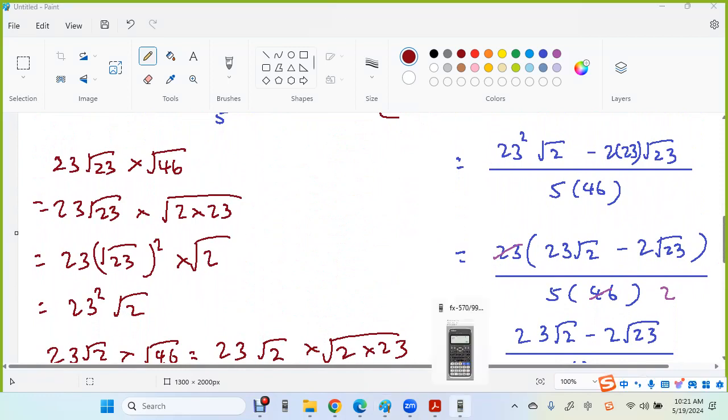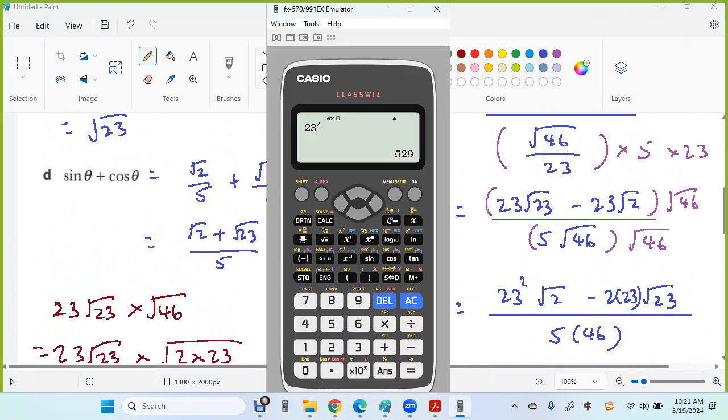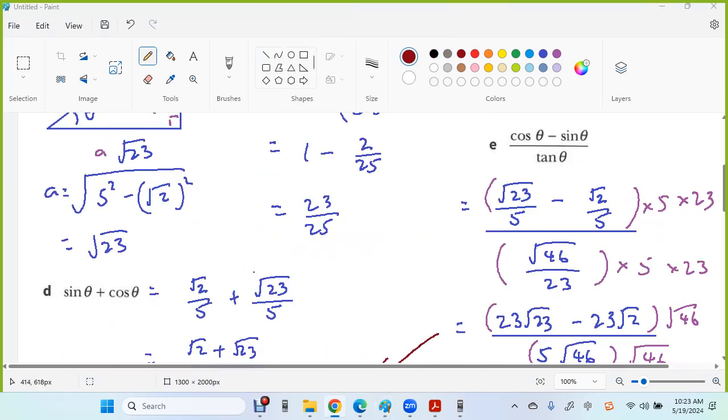If you cannot do it this way, then you can just use the calculator. So we have the 23 square root 23 multiplied with the square root 46, and this is 23 square times square root 2, same. Okay, so we have the 23 square root 2 multiplied with the square root of 46. It will be the 46 square root 23. Yes, okay, correct. So for this question, it's not testing you on the triangle only, it's also testing your basics of surds. Okay.